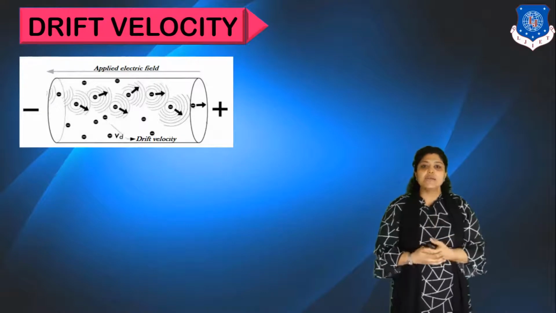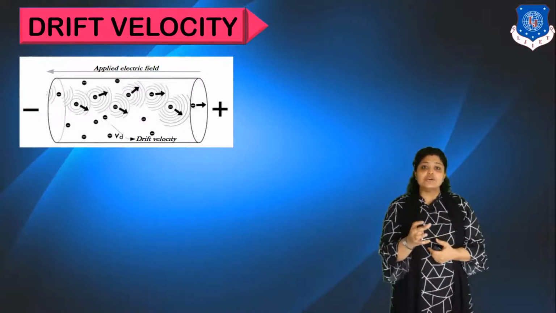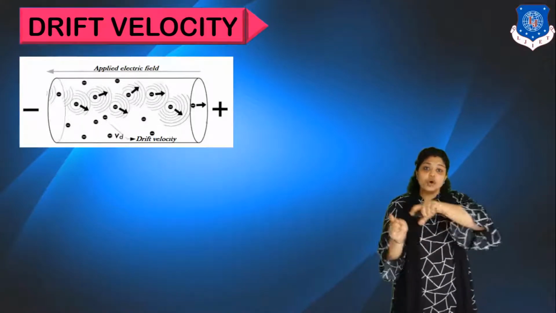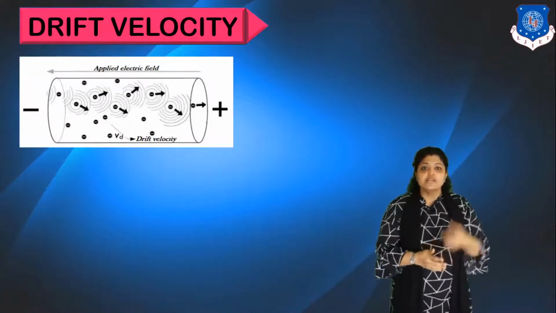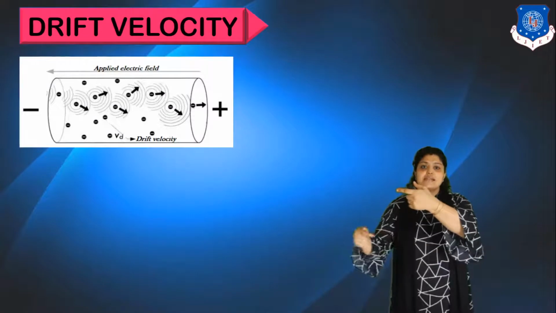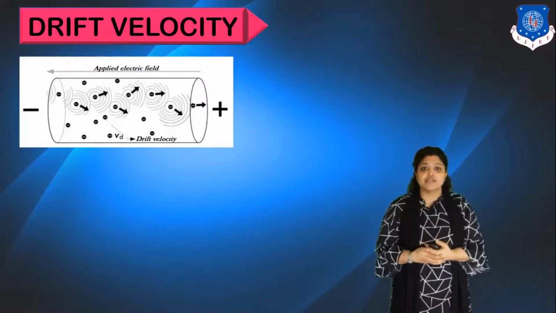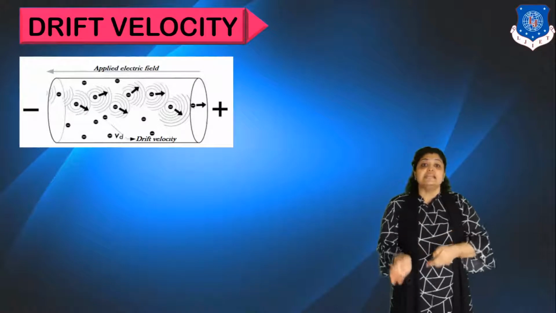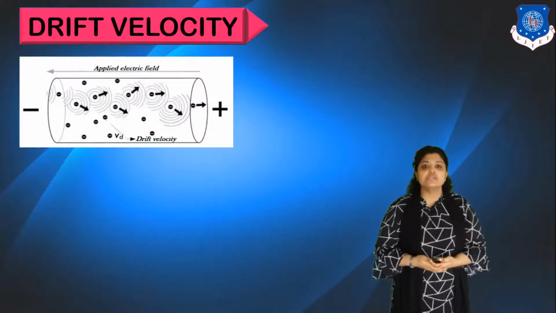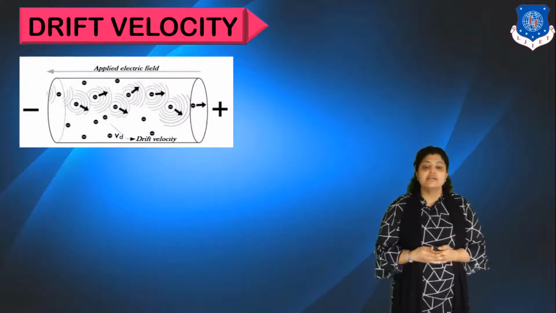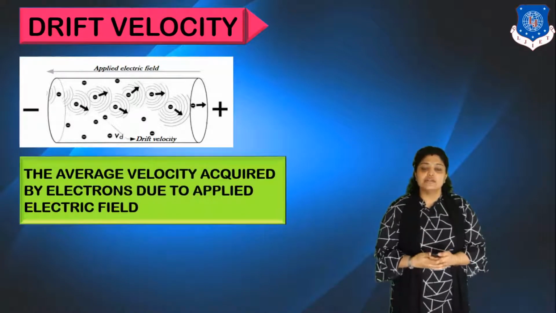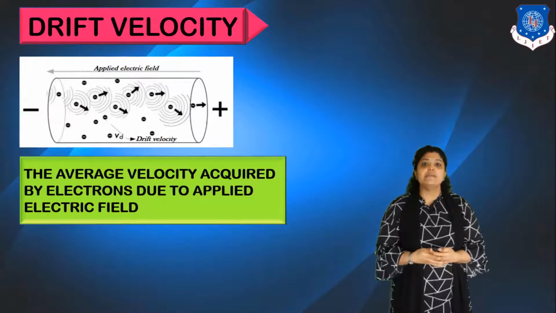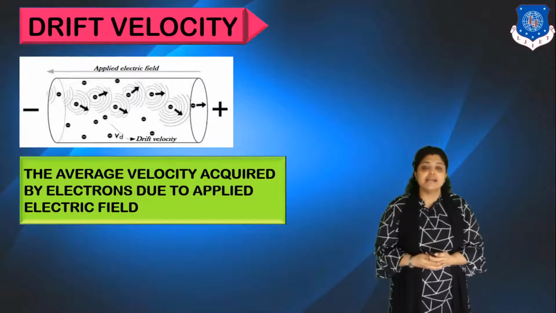And in the diagram it is very clearly shown that electrons, because of this electric field, are moving in a direction opposite to the electric field. So electric field is pointing like this, electrons are moving in the opposite direction. Or I can say the electrons are being drifted in the direction opposite to the electric field. So hence I define drift velocity as the average velocity which is acquired by electrons due to this applied electric field.